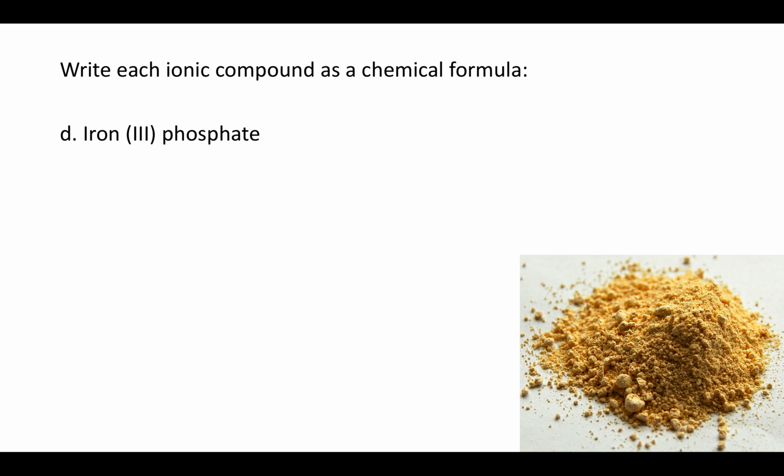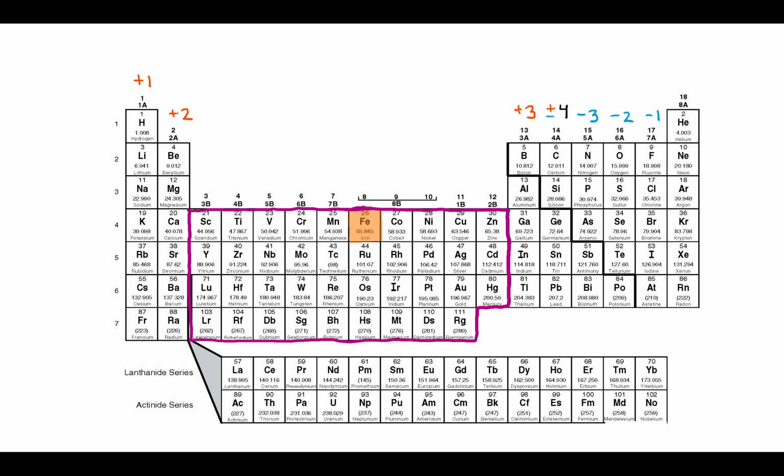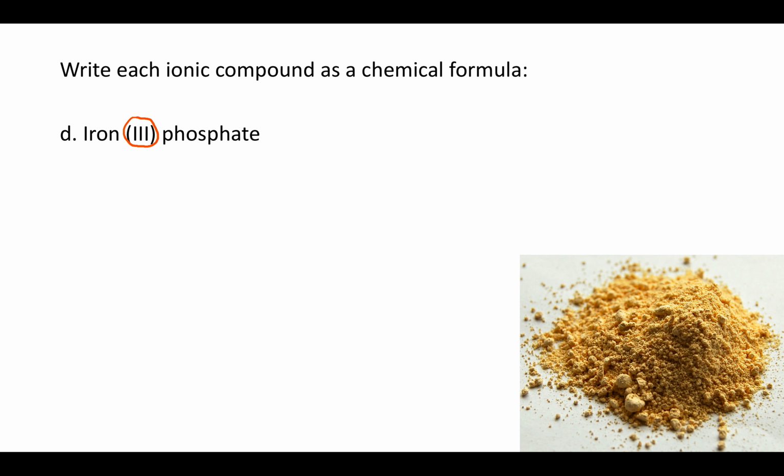Okay, iron 3 phosphate, what's the formula for that? First, let's write the ions. Now, iron is a transition metal, so we're not going to get its charge from the periodic table. We're going to get it from the name. The Roman numeral tells us the charge on iron, so we'll write Fe for iron, and the Roman numerals are always a positive charge, so it's +3 for the charge in the top right corner.